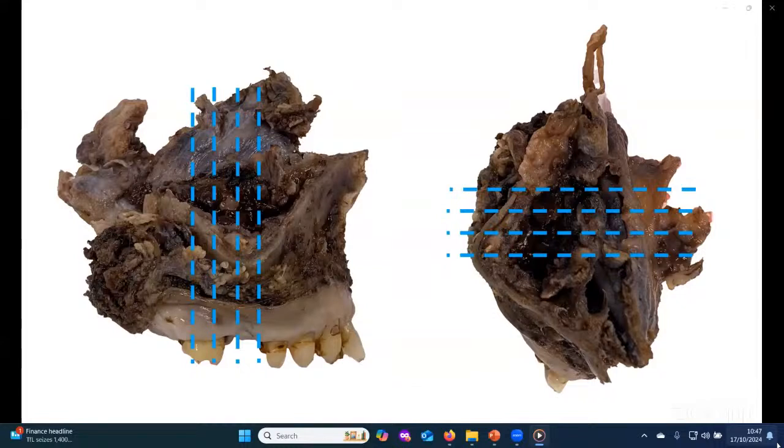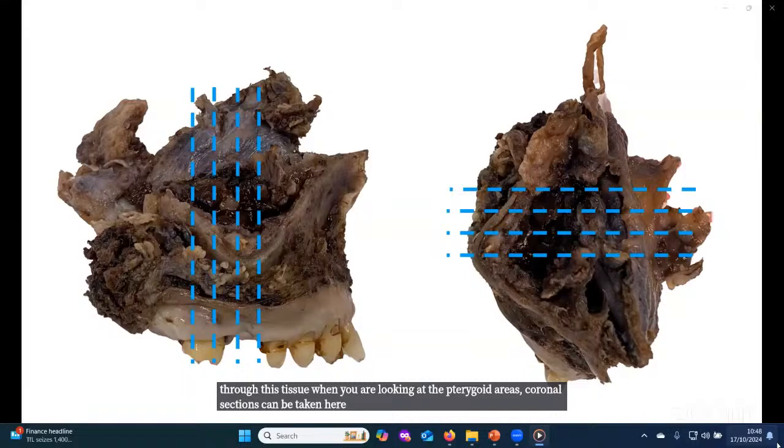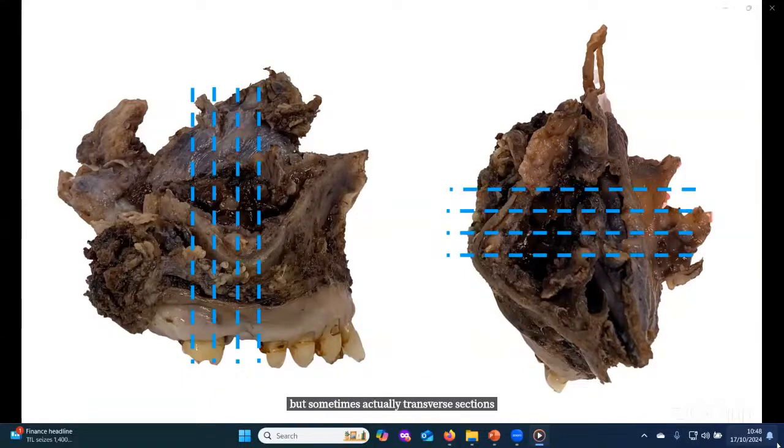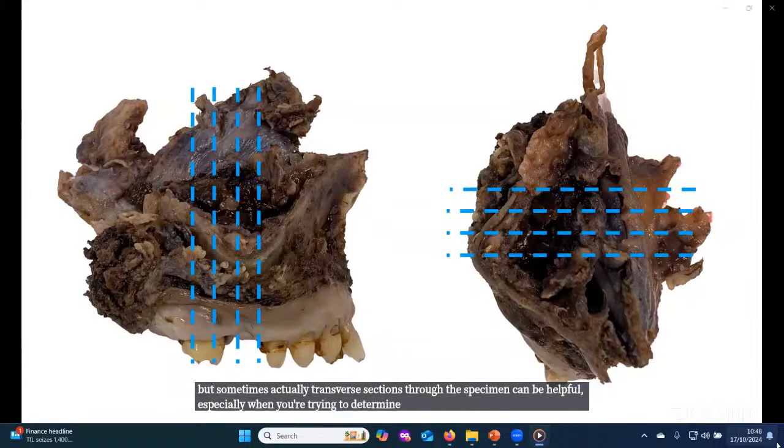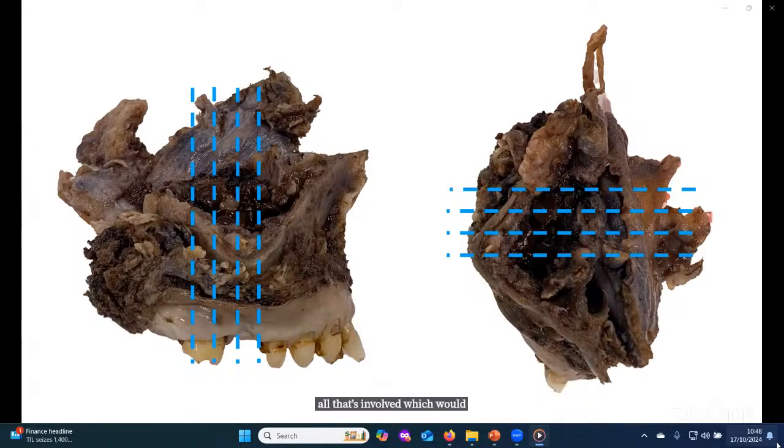So the approach is quite similar. I just take coronal sections through this tissue. When you are looking at the pterygoid areas, coronal sections can be taken here, but sometimes transverse sections through the specimen can be helpful, especially when you're trying to determine whether it's just the posterior wall that's involved, which would upgrade a tumour to pT3, or whether the pterygoid plate itself is involved, which would stage it as pT4.